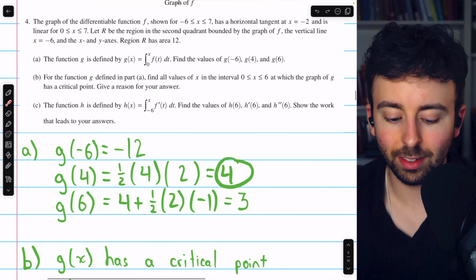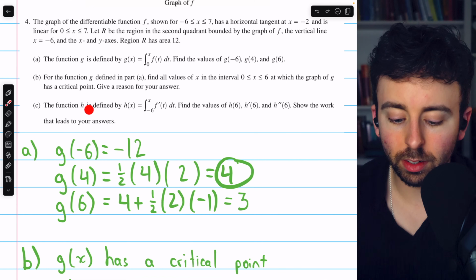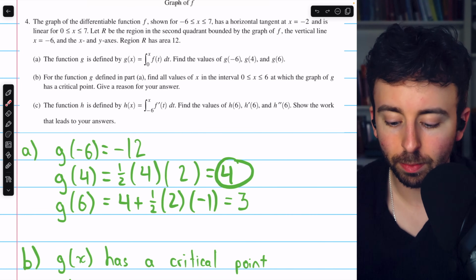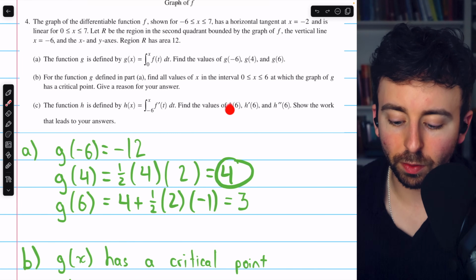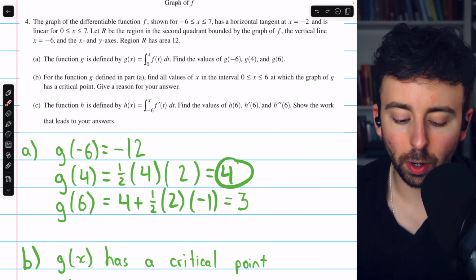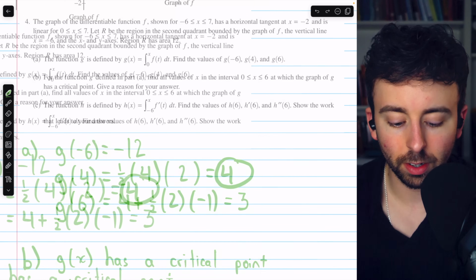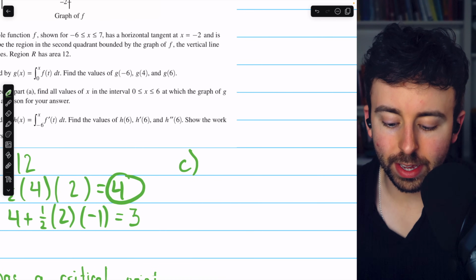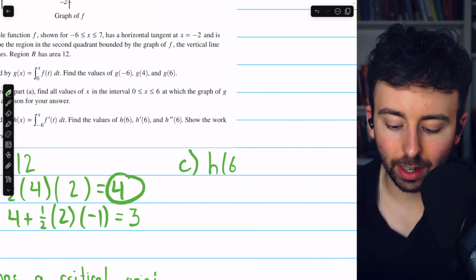Let's finish with C. The function h is defined by h of x equals the integral of f prime of t dt from -6 to x. Find the values of h of 6, h prime of 6, and h double prime of 6, and show the work that leads to our answers. So I'll jot down part C up here, beginning with the calculation of h of 6.